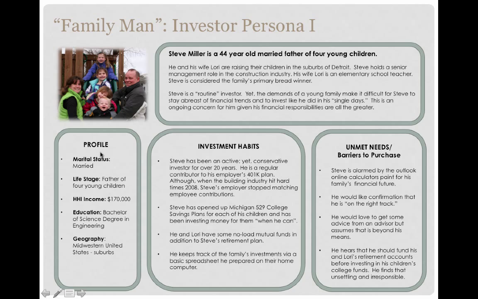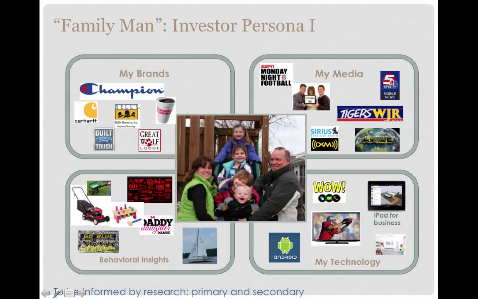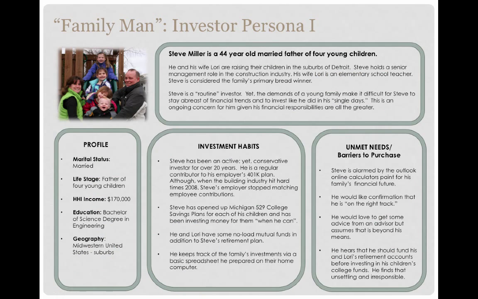So the profile information is the demographic information that you've already come to know. So marital status, life stage, household income. Household income is overall, so it's not just his income, but combined what he and Lori make, or even if there's other family members that contribute. Education is a pretty telling indicator too of long-term success. And then geography.